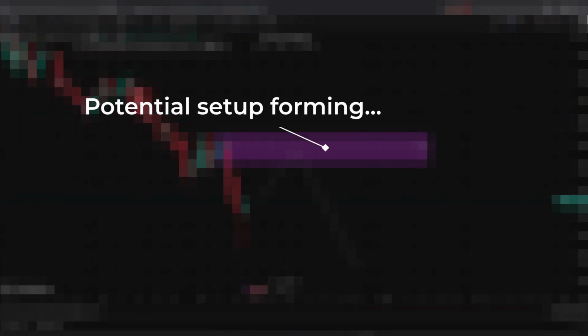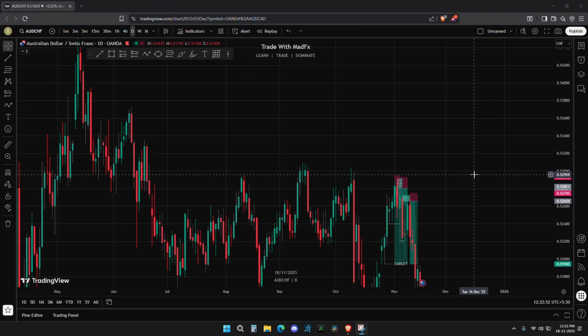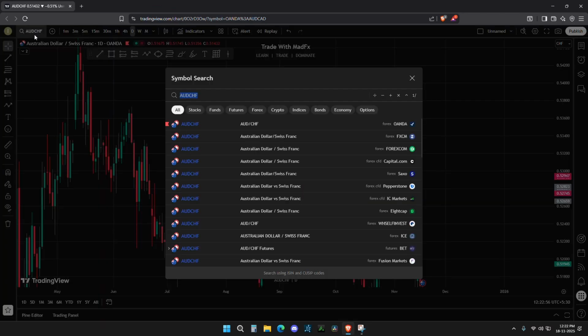Keep watching till the end. I will show one currency pair where this same setup is happening as we speak, so you can be ready to profit when it moves. Let's jump straight into the charts and get started.